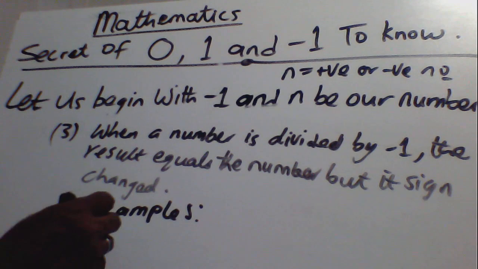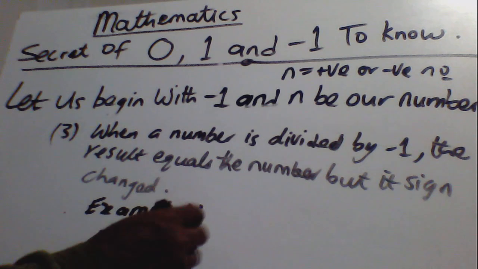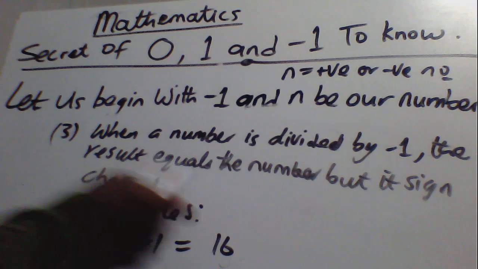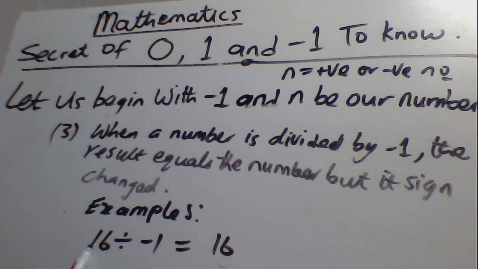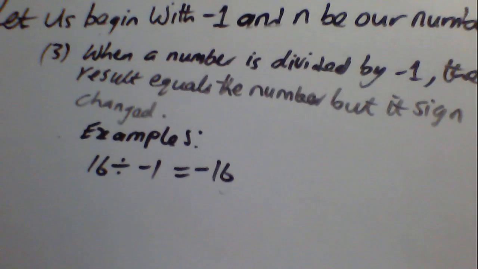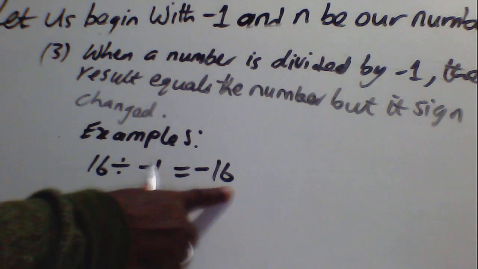So for example, 16 divided by minus 1 will give us the number, which is 16. Is it not? As we say, the result equals the number, but its sign changed. We have plus 16 here, so the result will be changed to minus. It's equal to the number, but the sign changed. So the result now will be equal to minus 16.